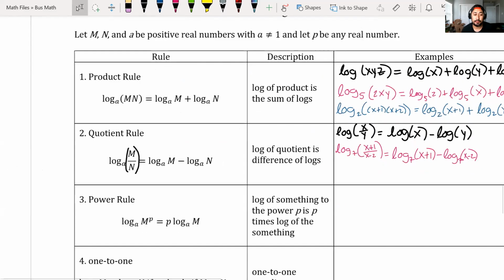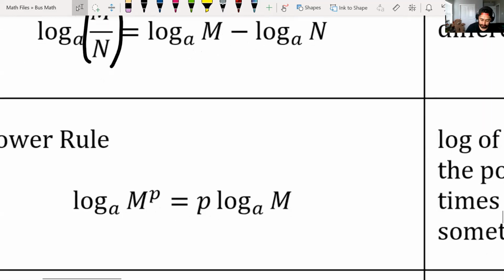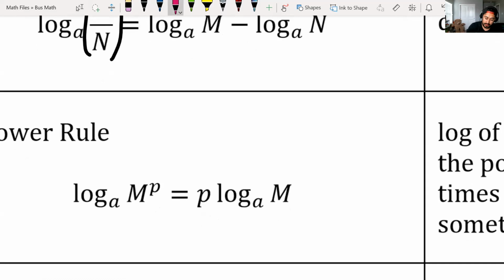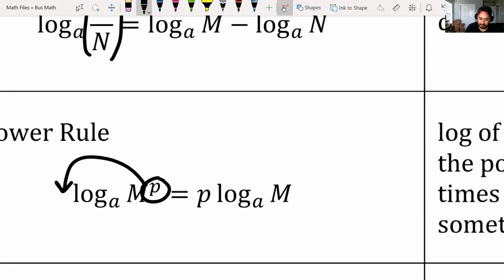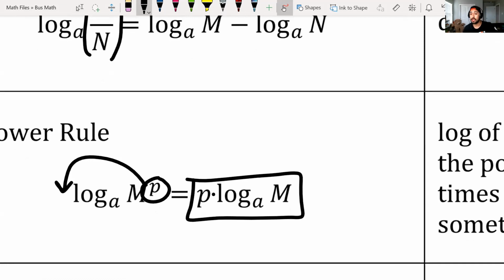Next property is power rule. All right, this one's pretty straightforward. If you have log base a of some number n raised to an exponent p, then all power rule says is take this p and move it to the front. That's it. That's where we get this new term from. p times log base a of n. That's it. All the exponent does is come down. That's all.